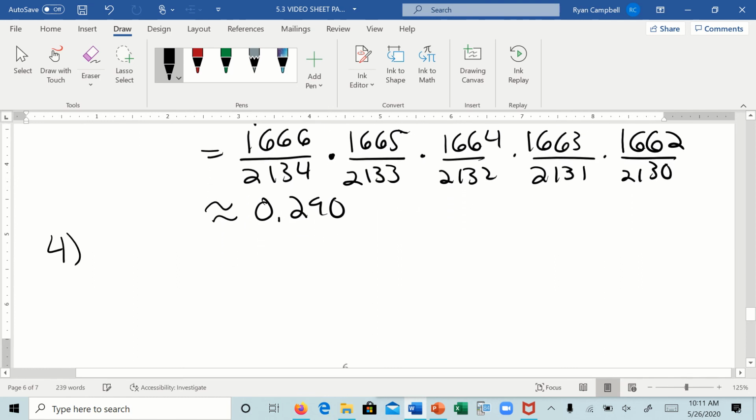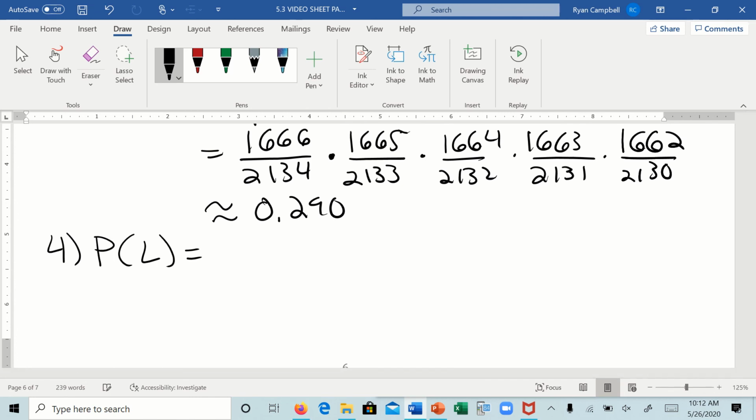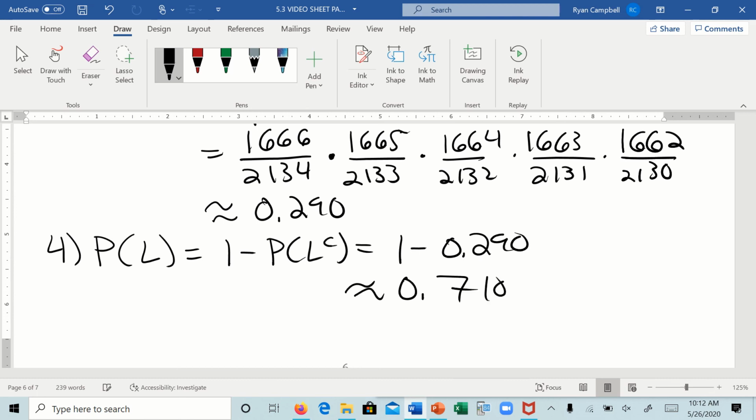Number 4. So that was the probability of the complement. So now we need the probability of the actual event. So we just subtract it from 1. So 1 minus 0.29. And we get about 0.710.